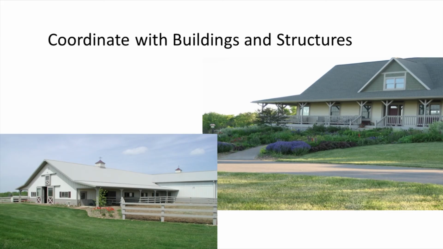Again, you're going to coordinate with buildings and structures. So in this case, we've got a horse barn and a ranch house. Those buildings don't lend themselves towards a formal planting. It's not the atmosphere that would want to be created. So an informal landscape is much more appropriate.